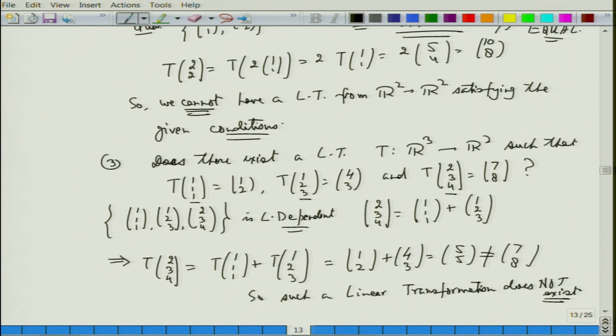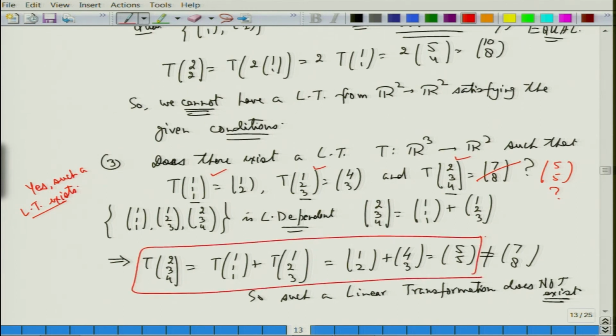So here, for example, if I forget about (7, 8) and say (5, 5), then what happens? Does such a linear transformation exist? The answer is yes. Such a linear transformation exists, because these conditions are valid for me. I just check that I get (5, 5) here, which is what it is, and therefore such a linear transformation exists. But how do I define it?